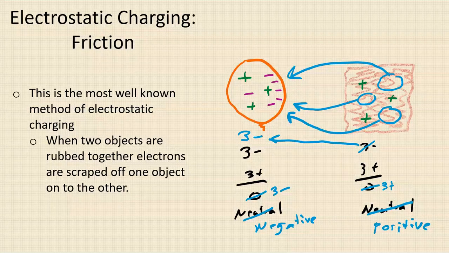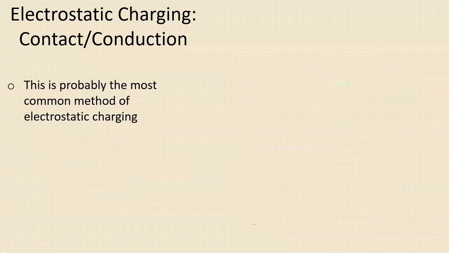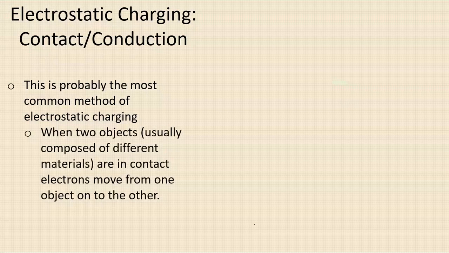The second method of electrostatic charging we want to talk about is contact, otherwise known as conduction. Probably the most common method of actual electrostatic charging. You may not have been familiar with it, but this is basically when 2 objects are simply in contact with each other. When they are, the electrons just move from one object to the other. Usually this works best when you have objects that are made up of different materials.